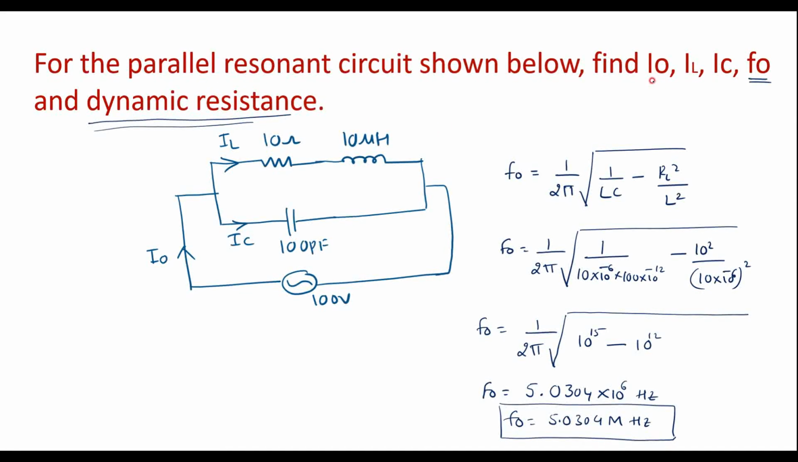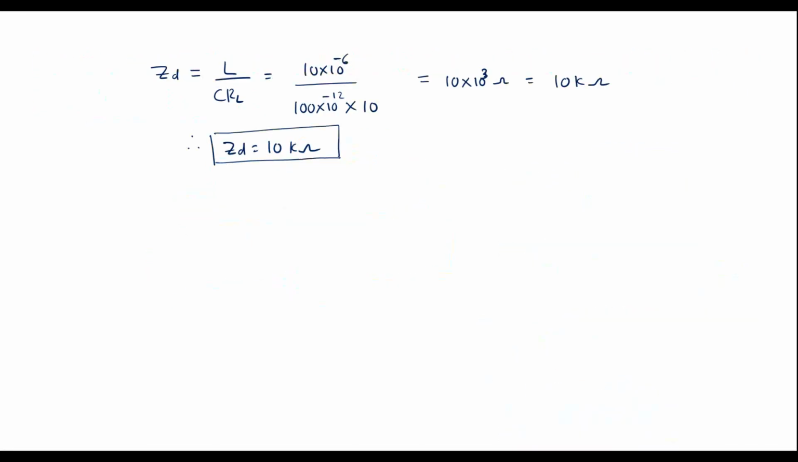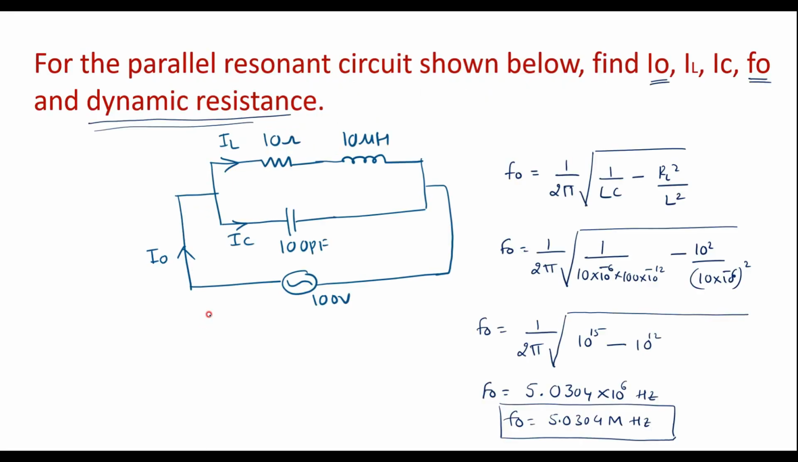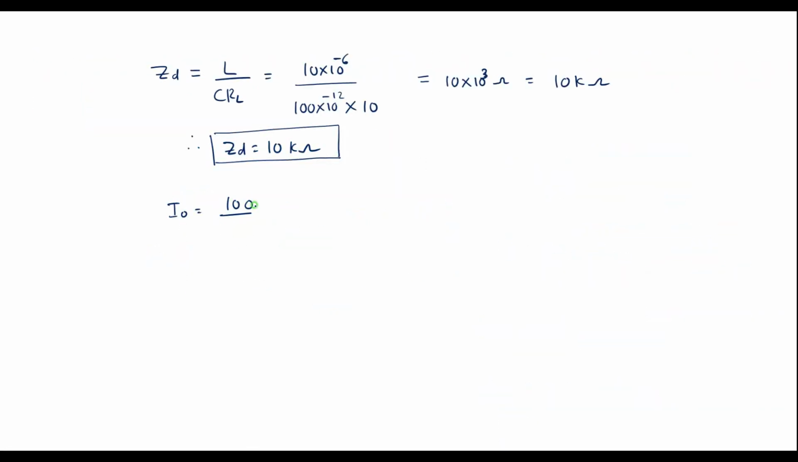So now to find I0, I0 is the total current, which is given by V by R. We know that current is equal to voltage by resistance. So here the resistance is nothing but the dynamic impedance. The supply voltage here is 100 volt. That is 100 volt divided by ZD, or I can write it as 100 divided by 10 kilo, which is nothing but 10 into 10 power minus 3 amp, or I0 is equal to 10 milliamp.